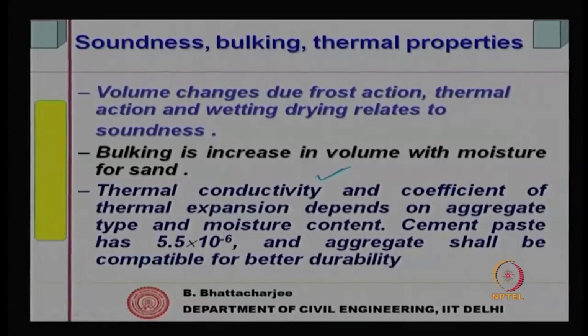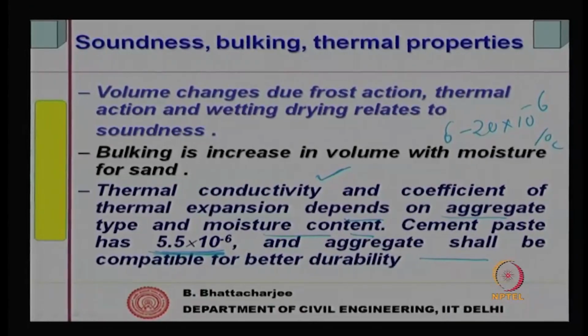Thermal conductivity is an important property, and the coefficient of thermal expansion of concrete depends largely on aggregate. Thermal conductivity of concrete is a function of aggregate thermal conductivity and it would depend upon the type of aggregate and moisture content. Cement paste has a coefficient of thermal expansion of 5.5 into 10 to the power minus 6, and aggregate has a different one, and it should be compatible with the cement paste for durability. So, generally the order of concrete thermal coefficient of thermal expansion is maybe 6 to 20 into 10 to the power minus 6 per degree centigrade.